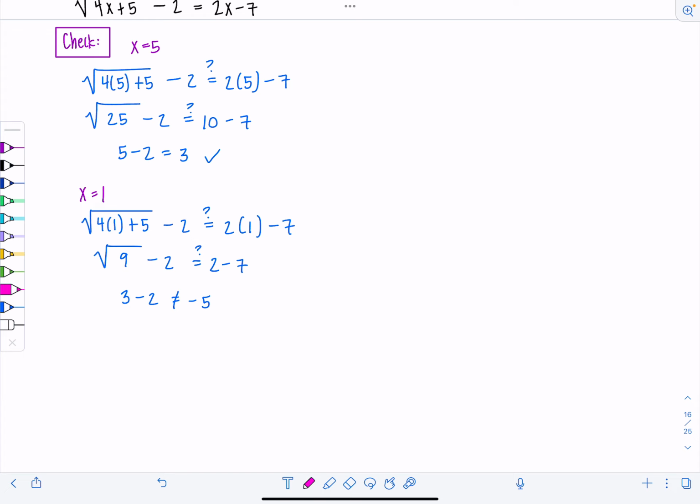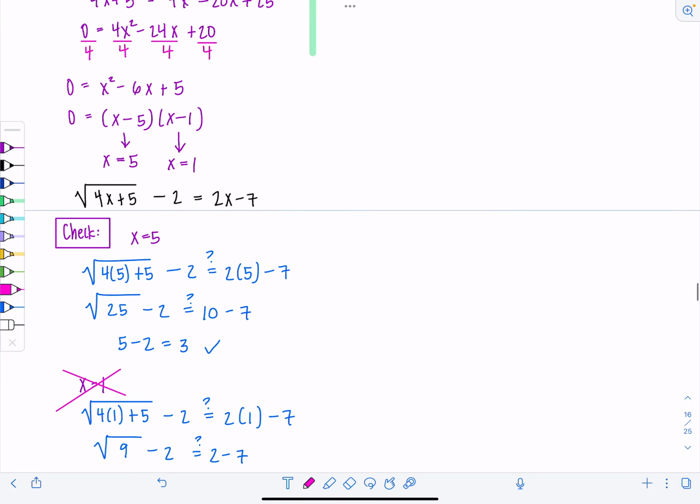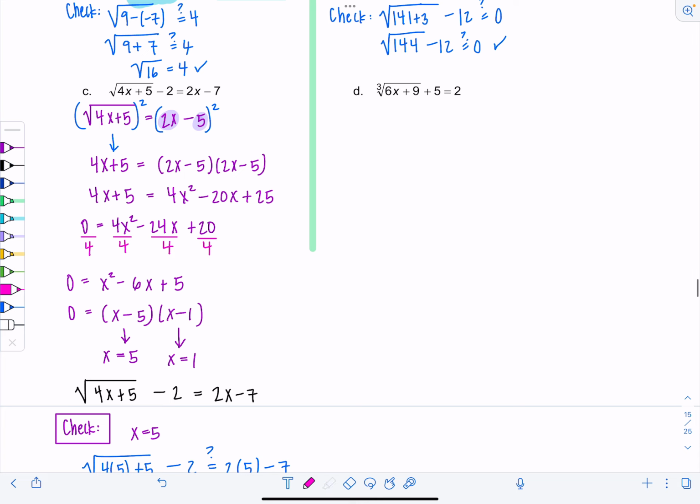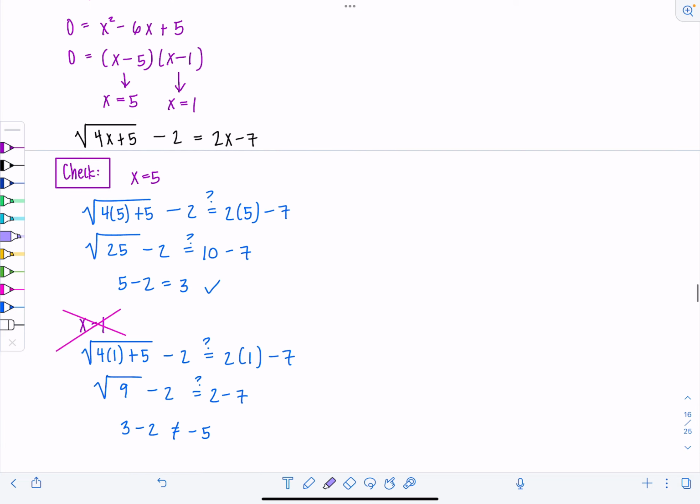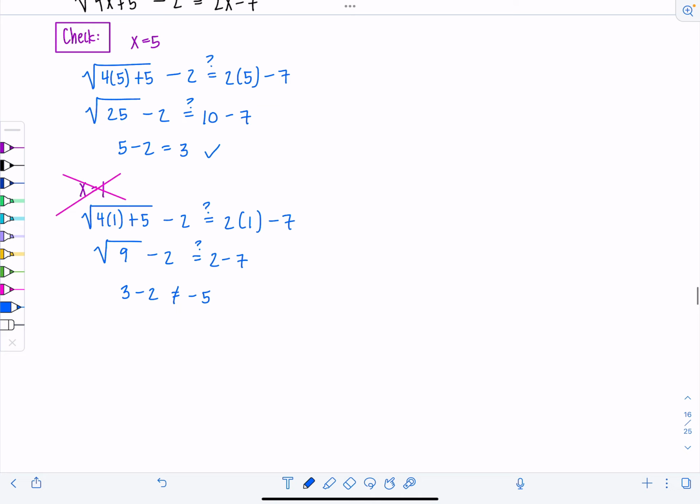You didn't do anything wrong. It just means x equals 1 is an extraneous solution. So it's a solution of the equation that we squared, but not the original. So it won't go in the solution set. It's not part of your final answer. So only put x equals 5.